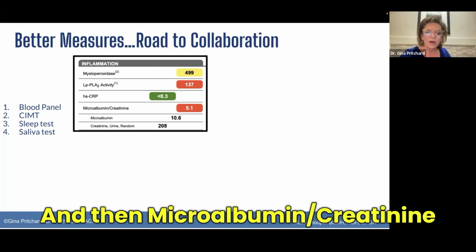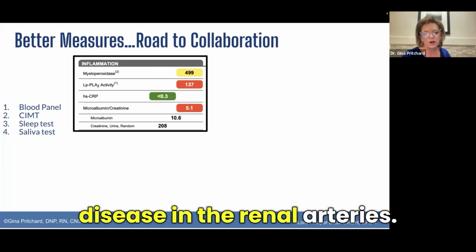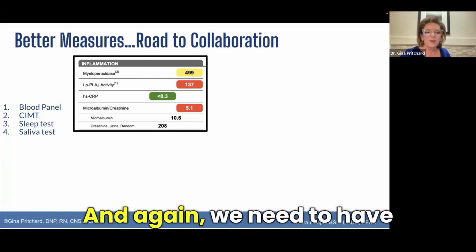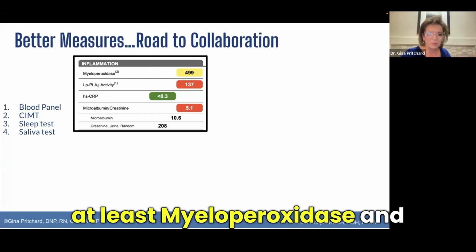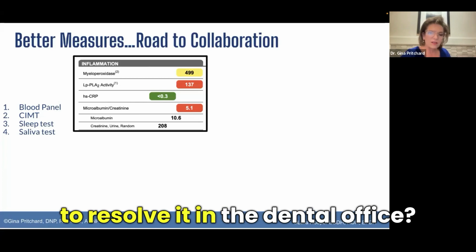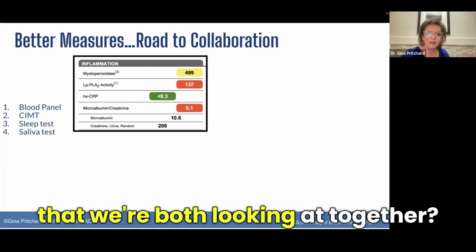And then microalbumin creatinine ratio is a urinary test that can help us determine if there's vascular disease in the renal arteries. And again, we need to have conversations starting with at least myeloperoxidase and plaque 2, and how are we going to resolve it in the dental office? How are we going to resolve it in the non-dental office for the patient that we're both looking at together?